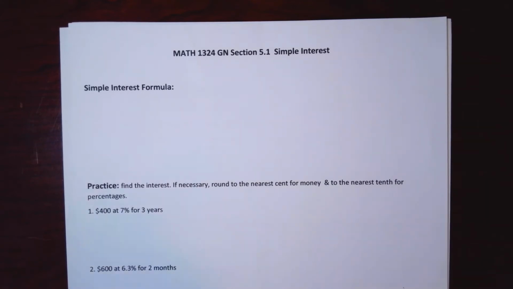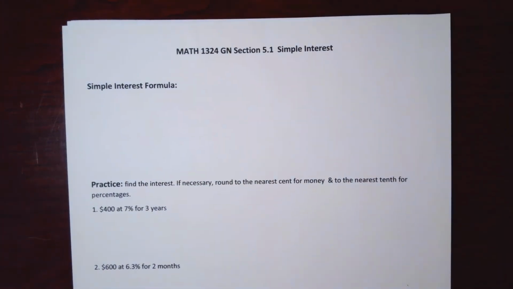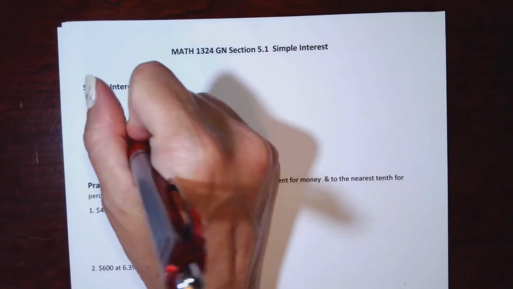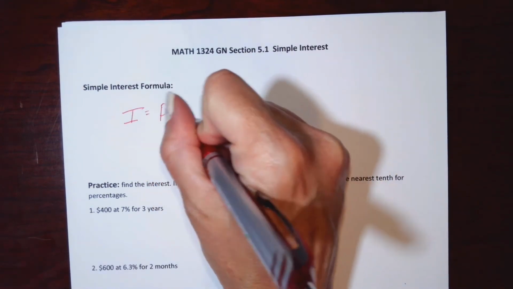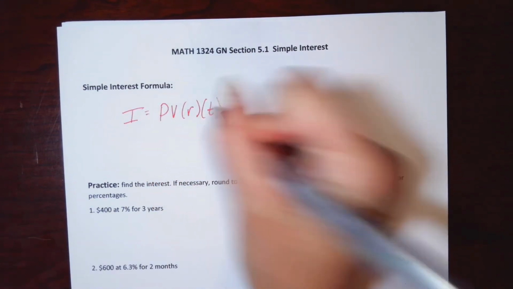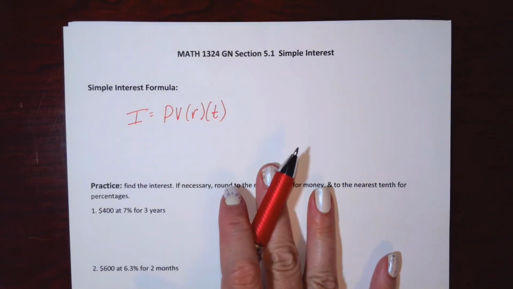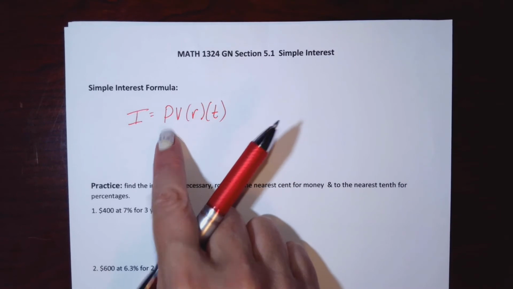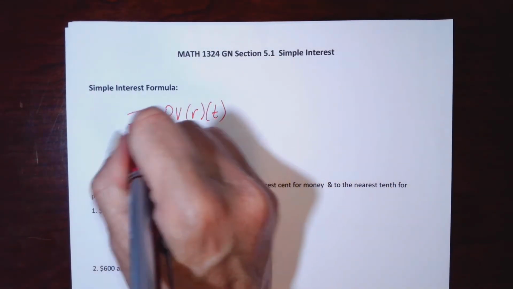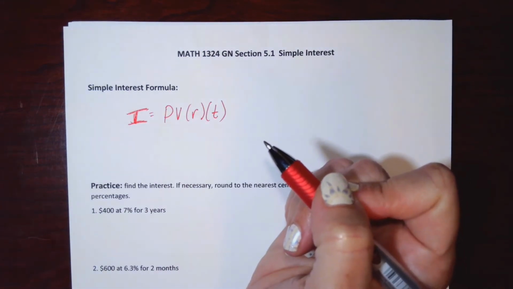This is a lot of calculator math, really. The way this text presents the simple interest formula is interest equals PV times R times T. So I teach finance in a different class, and that book just says PRT instead of PVRT. Here, obviously, I is for interest, our simple interest. That's what we're solving for.